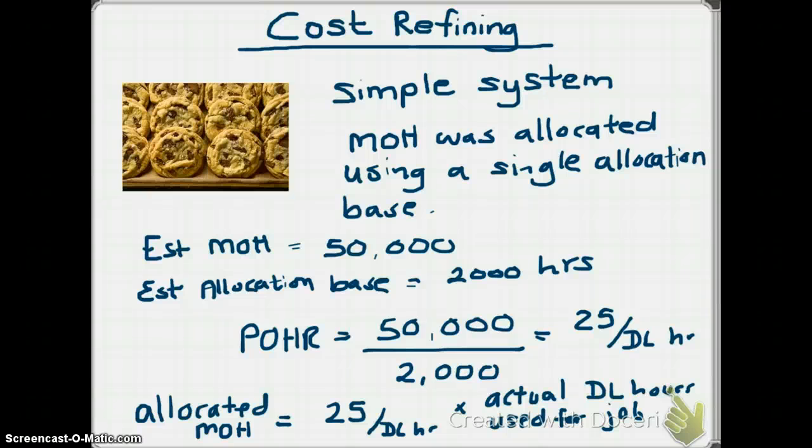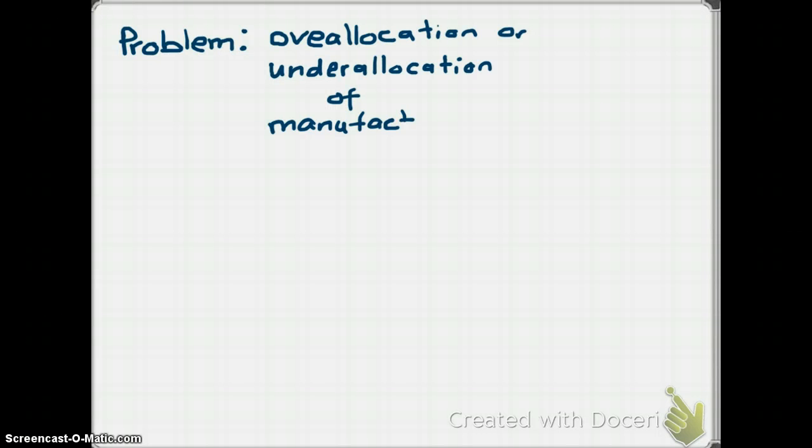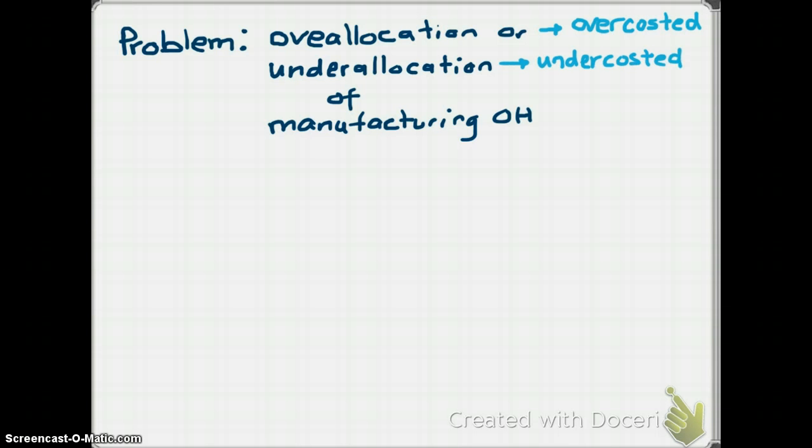We came across some problems when we're using this simple method to allocate overhead. Remember, we came up with overallocated or underallocated overhead. Overallocated overhead occurs when we allocated too much overhead to jobs, and underallocation occurred when we didn't allocate enough overhead to jobs. This resulted in overcosted jobs or undercosted jobs.